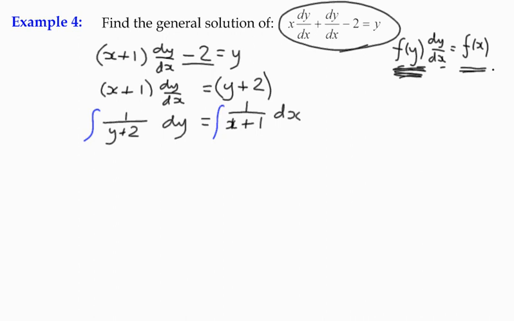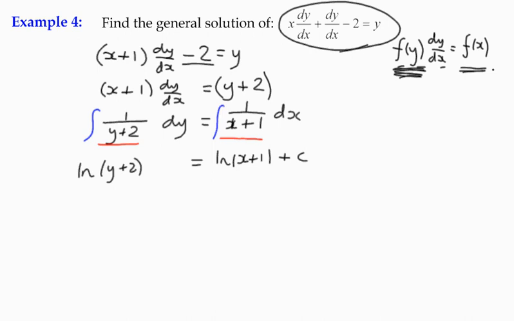We're ready to integrate, and as I said in the previous example, the main issue with this method is remembering all the different integration techniques. So we're looking at these ones here. We've got linear expressions on the denominator, which means we're going to introduce some natural logs. So the integral of 1 over y plus 2 is a natural log of y plus 2. And the integral of 1 over x plus 1 is a natural log of x plus 1. And we'll introduce a constant of integration here.